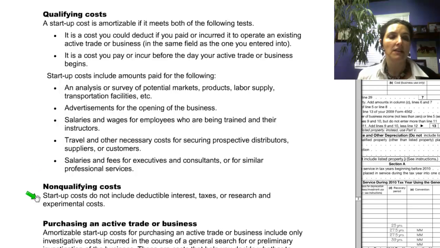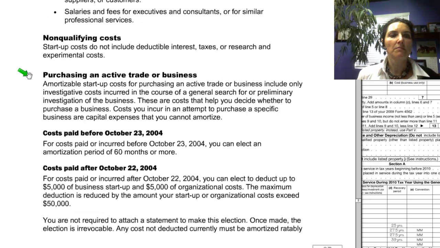Non-qualifying costs. Startup costs do not include deductible interest, taxes, or research and experimental costs. Purchasing an active trade or business. Amortizable startup costs for purchasing an active trade or business include only investigative costs incurred in the course of a general search for or preliminary investigation of the business. These are costs that help you decide whether to purchase a business. Costs you incur in an attempt to purchase a specific business are capital expenses that you cannot amortize.